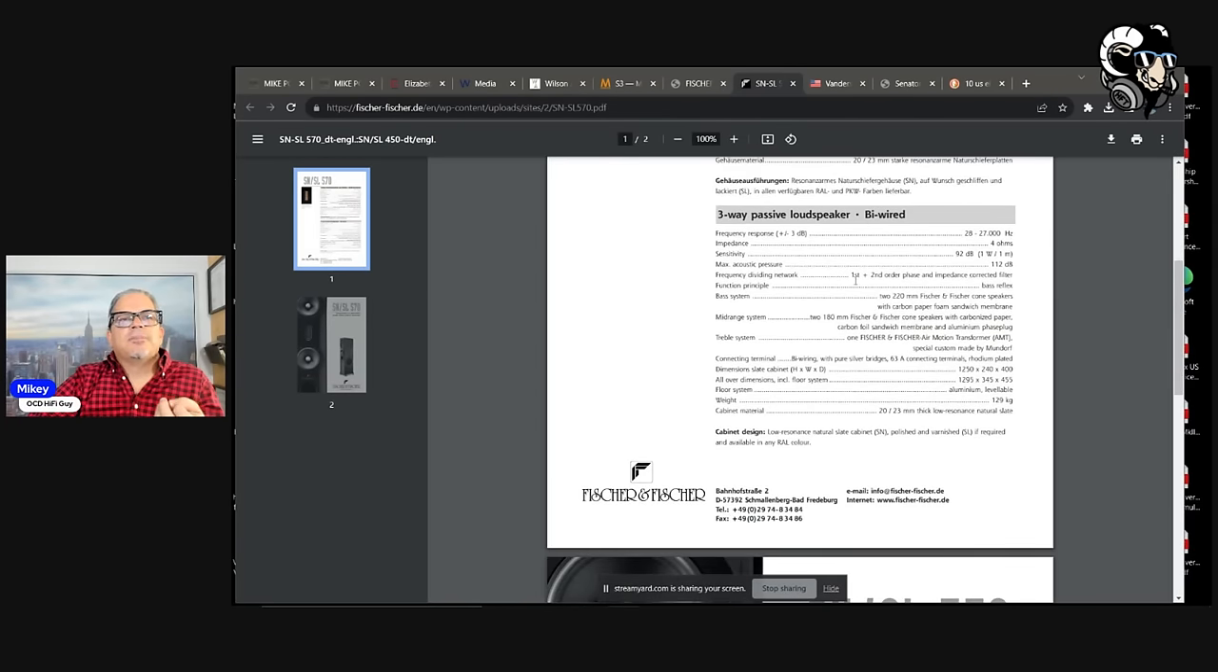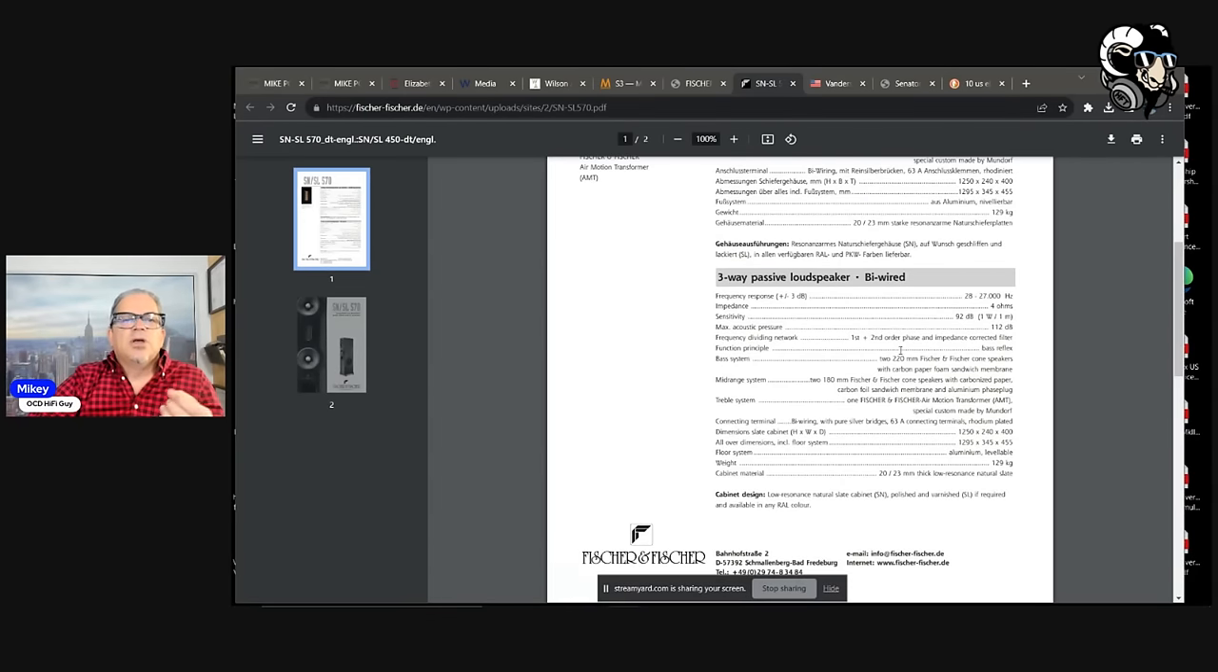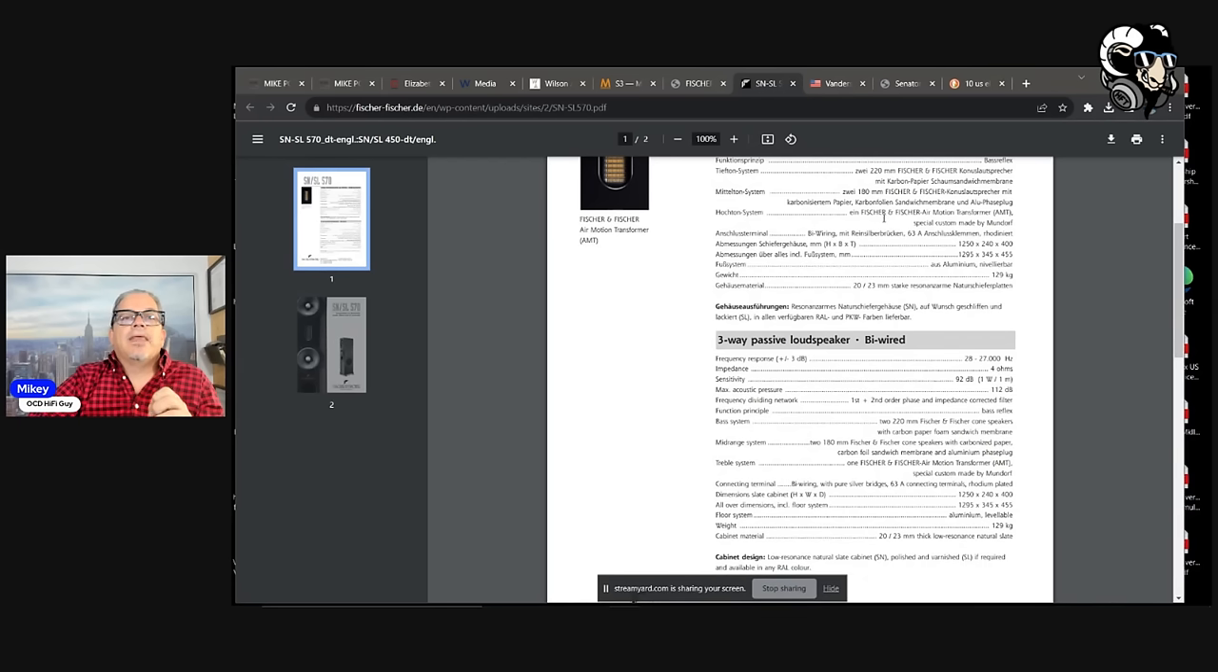Okay, so it tells us frequency, the crossovers are first and second order, phase and impedance corrected filter. It tells us about the crossover, what type of drivers they are: carbon, paper, foam, sandwich membrane. So we're getting materials, and it's telling us a decent amount. But as we're going, as you can see, we're getting a little bit less and less as we go. Now, so far, nobody's shown a negative 6 dB point.